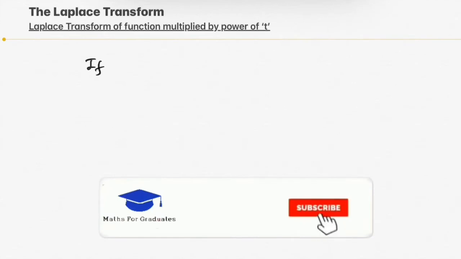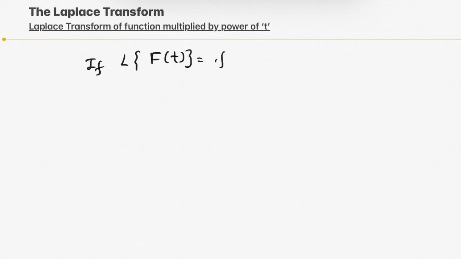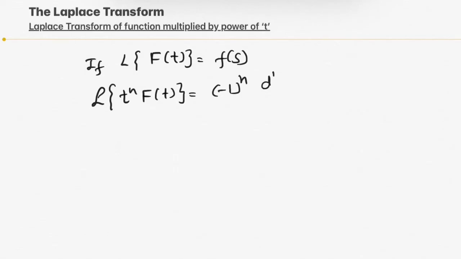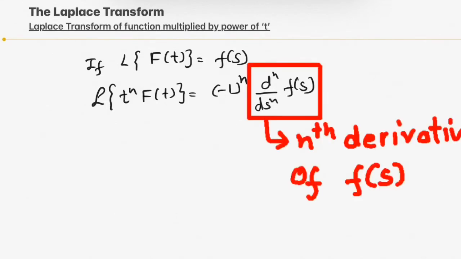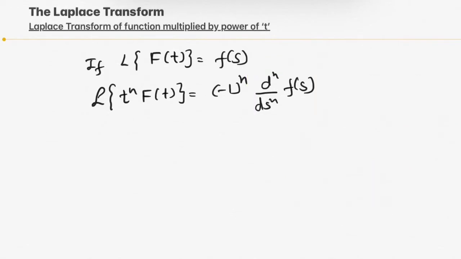Today we are going to find the Laplace transform of a function which is multiplied by a power of t. Okay, so let's start. If the Laplace transform of f(t) is F(s), then we have to show that the Laplace transform of t^n f(t) is (-1)^n d^n/ds^n F(s). Okay, and this is the nth derivative of F(s). We will prove this formula using mathematical induction.